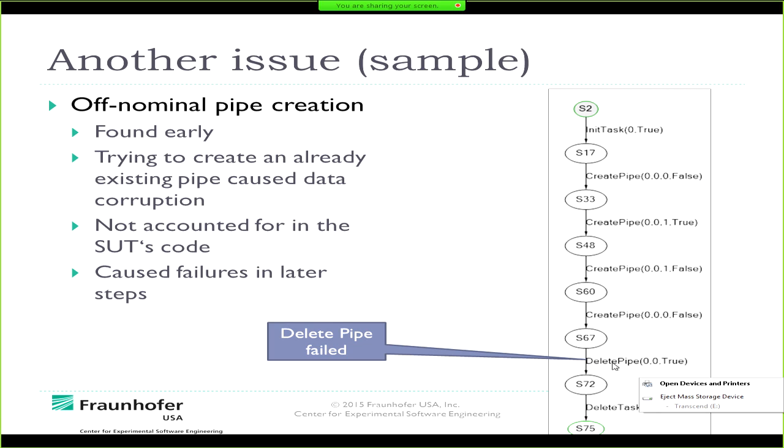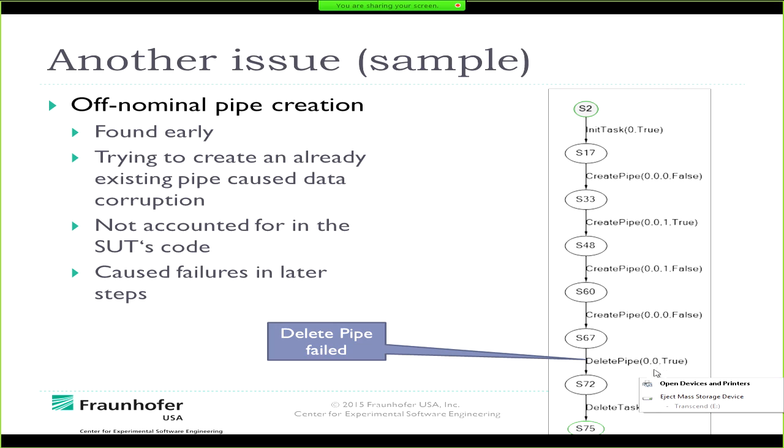The issue happened here when we tried to delete the pipe. So we first went ahead and created a pipe of depth 1, successful. The system also accepted it. We try to create it again. We expect the return code to be false, and the system also returned false. That's good. And then we try to, this is not relevant.